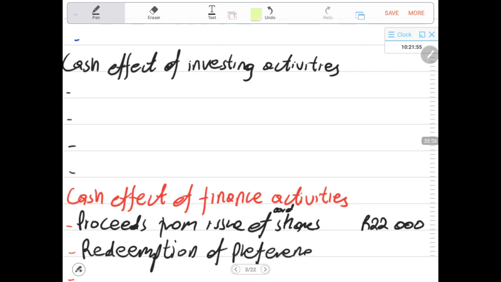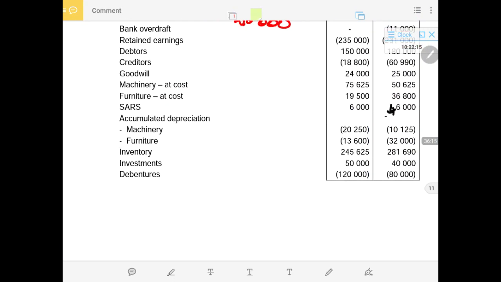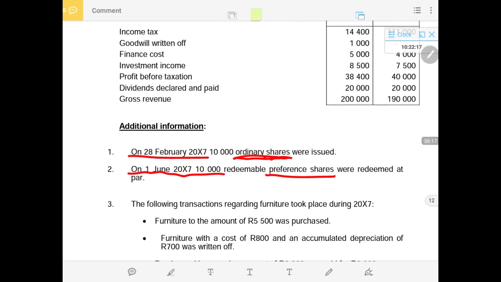Redemption of preference shares. Now the redemption of preference shares, the amount is 10,000 rands. And money is going out of the business and it is given to the preference shareholders, giving back the capital to the preference shareholders. Then we go slowly again to another example that we have.